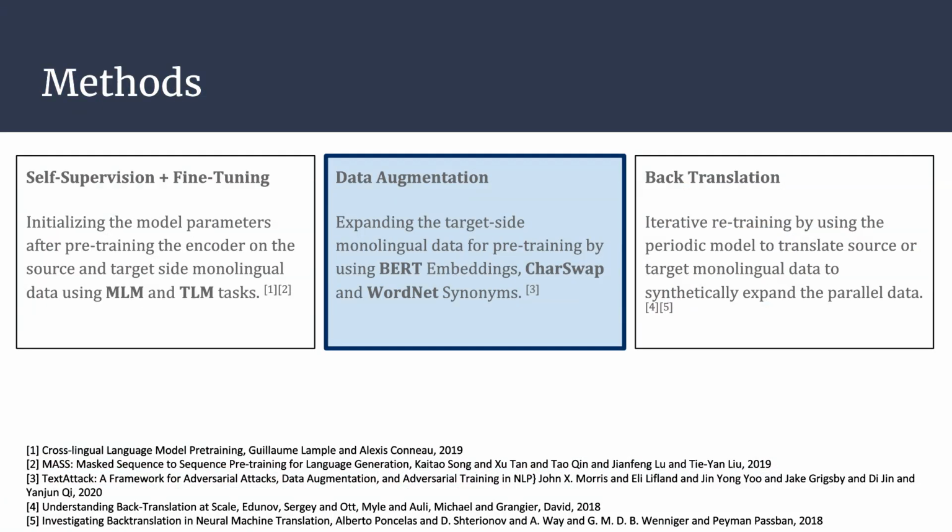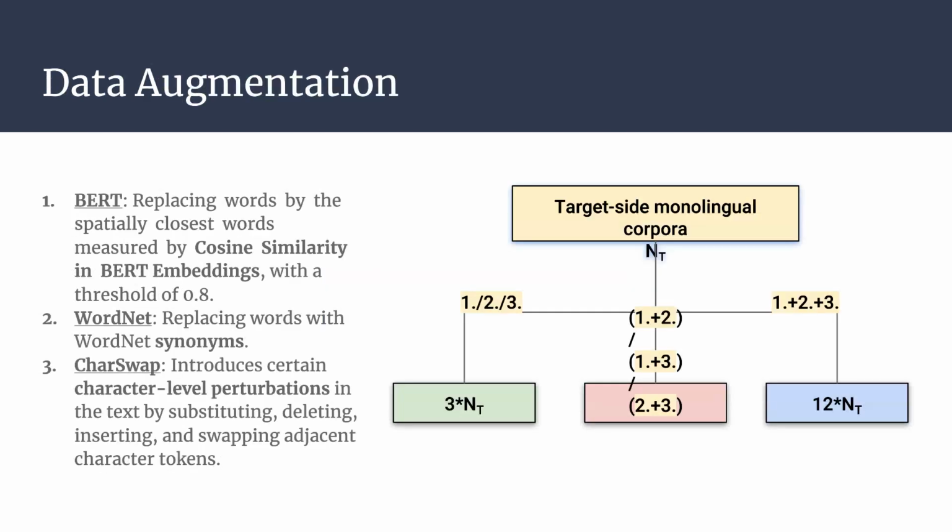So we do data augmentation in this case because we have very limited target level corpora now, which we did not actually expect in the beginning of the project, because it is known that there are a lot of sentences and corpora for English, but in our case it's very limited because of the catastrophic scarcity problem. So we do data augmentation by using three techniques of BERT, WordNet, and CharSwap.